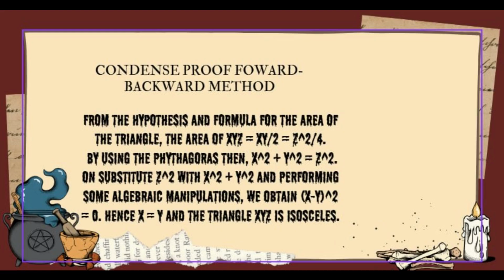From the hypotenuse and the formula for the area of a triangle, the area of XYZ equals xy over 2, which is also equal to z squared over 4. By using Pythagoras, x squared plus y squared equals z squared. On substituting z squared with x squared plus y squared and performing some algebraic manipulation, we obtain (x minus y) squared equals 0. Hence, x equals y and triangle XYZ is isosceles.